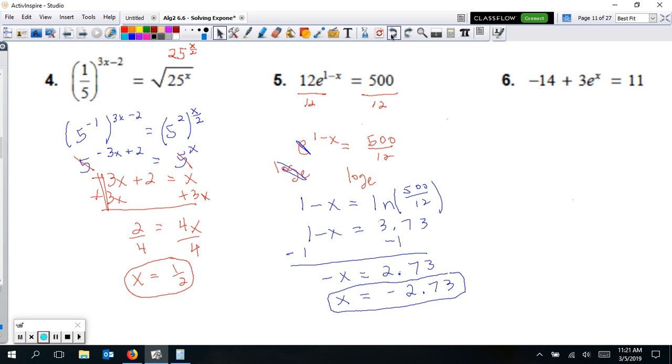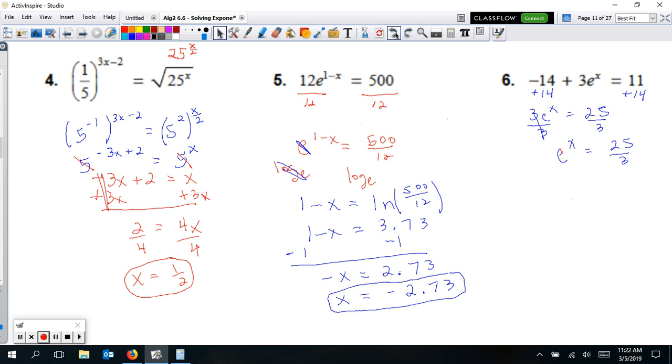So first of all, add 14 to both sides. So we're going to get 11 plus 14, 25 on this side now. So 3e to the x power is equal to 25. And now I can get rid of the 3 by dividing by 3. So divide both sides by 3. So e to the x power now will equal that fraction of 25 thirds.